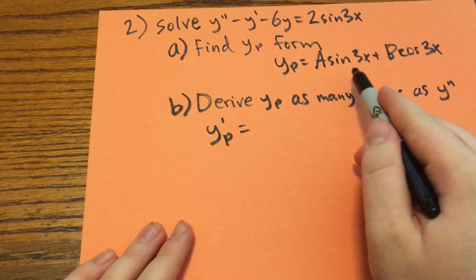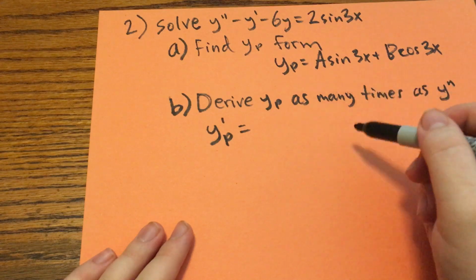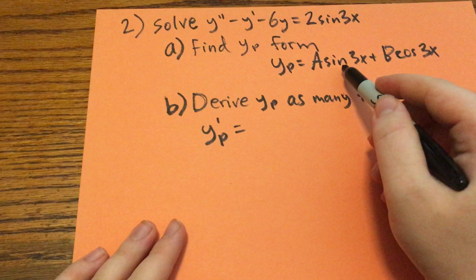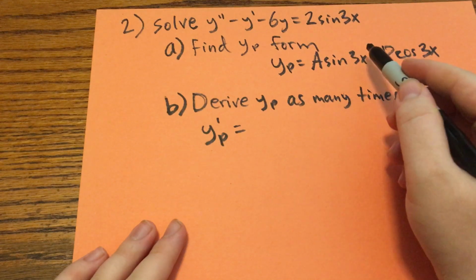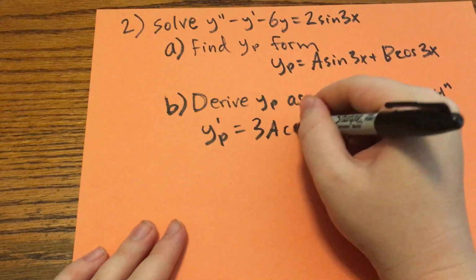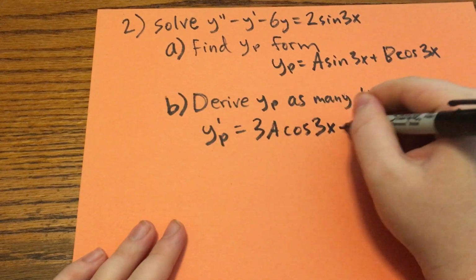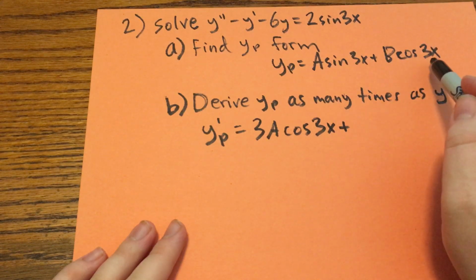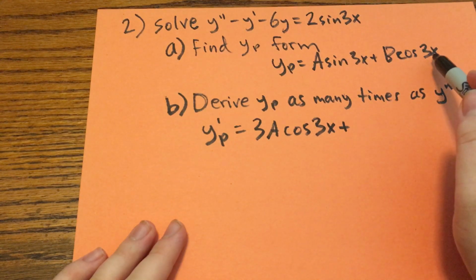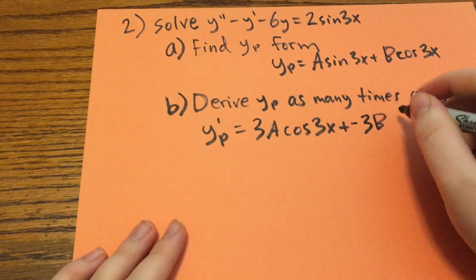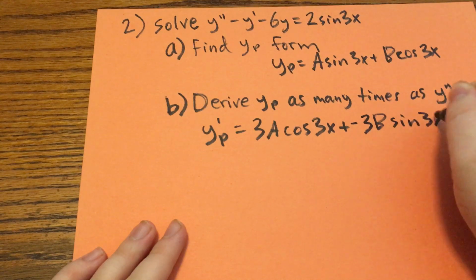So let's find y sub p prime. The first term is a sine of 3x, so the derivative would be a times the cosine of 3x times the derivative of the inside term, which is 3. So 3a cosine of 3x plus b times the negative sine of 3x times the derivative of the inside term, which is 3 again. So plus negative 3b sine of 3x.